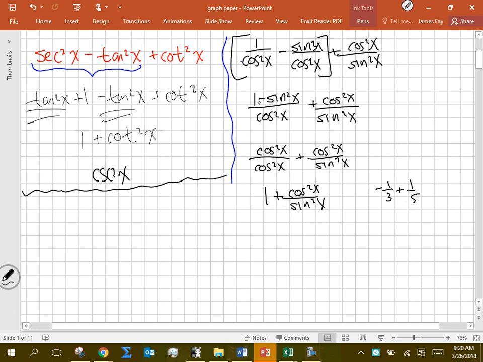So I combine these two. I still have 1. Now I'm adding to another ratio. So I still need another denominator. I need another LCD. What's that other LCD going to be? Sine squared. So I'm going to take this 1 and rewrite it as sine squared x over sine squared x.